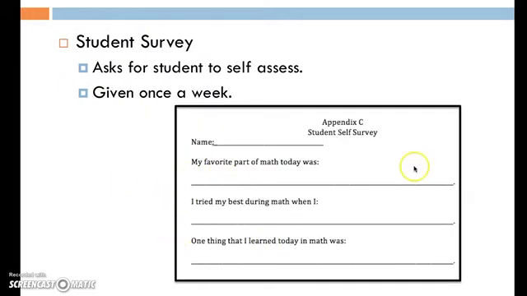The student survey, it was just 3 questions. My favorite part of math today was, I tried my best during math, and one thing I learned today in math was. And this was given at various times throughout the week. So some weeks it was the beginning of the week, some weeks it was at the end of the week. I just wanted to do a little spot check there in the moment.